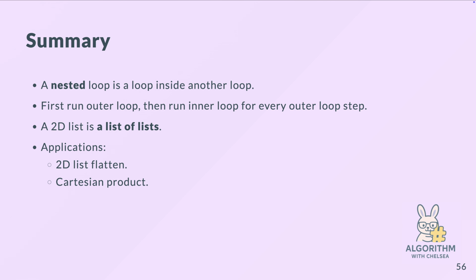Let's summarize. A nested loop is a loop inside another loop. Outer loop moves slower. Inner loop restarts every time the outer loop changes. A 2D list is a list of lists, and nested loops help us visit every item. We practiced 2 applications, flattening a 2D list and building a Cartesian product.